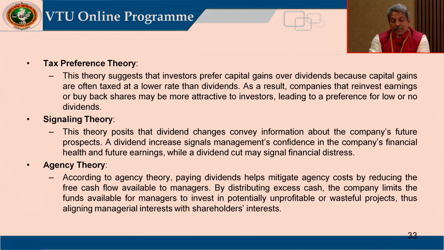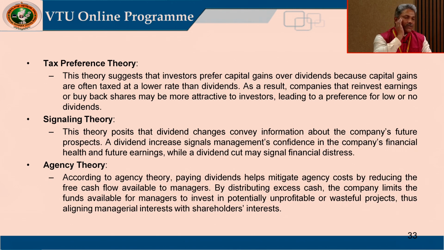Agency theory. According to agency theory, paying dividends helps mitigate agency cost by reducing the free cash flow available to managers. That means, by distributing excess cash, the company limits the funds available for managers to invest in potentially unprofitable or wasteful projects, thus aligning managerial interests with the shareholders' interest.